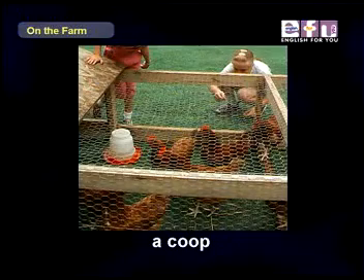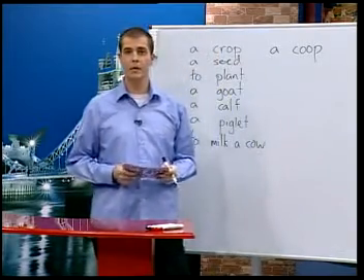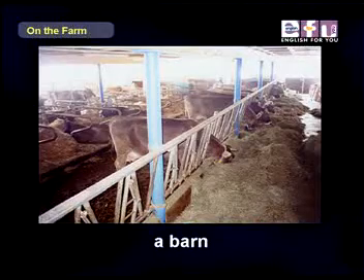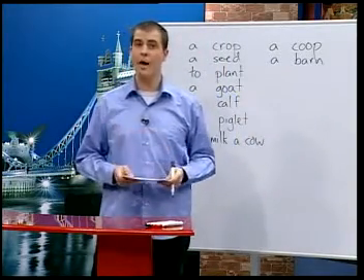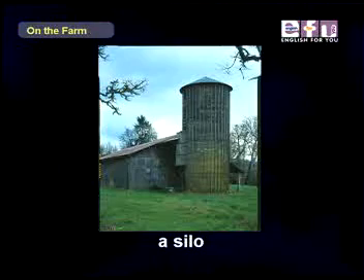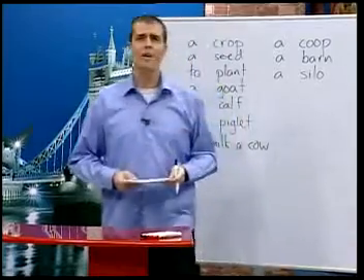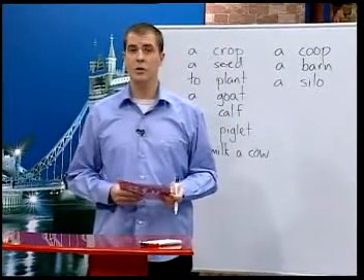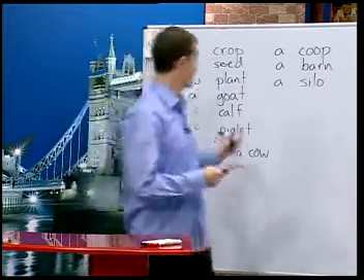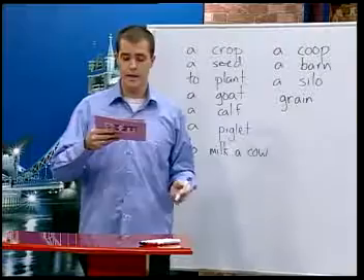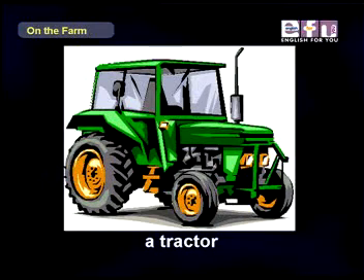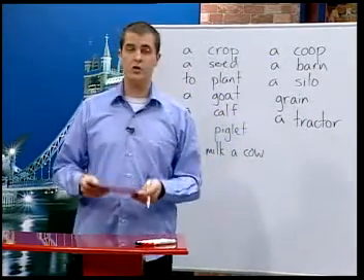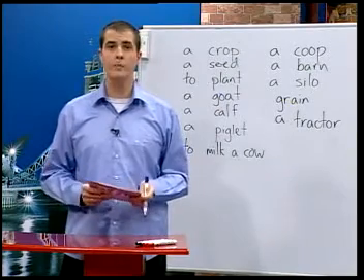We have a coop. Chickens live in a coop. A barn. A barn is a large building used for keeping crops or animals in. A silo. A silo is a building that looks like a tower and it's used to keep grain inside the tower. What's grain? Grain is the seeds of a crop such as corn or wheat. We have a tractor. A tractor is a strong vehicle with large wheels used for pulling farm machinery.